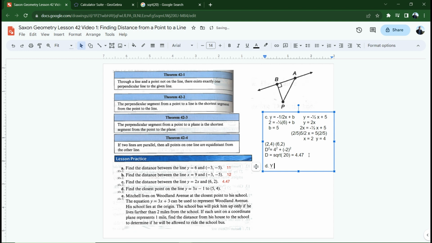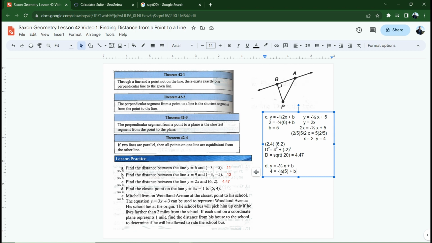y equals negative 1/3 x plus b. Now I have to plug in my x and y point. I'm given (5, 4). So let's see. This is going to be 4 equals negative 1/3 times 5 plus b. And this is not going to be a nice number. It's going to be 4 plus 5 thirds, because negative 1/3 times 5 is negative 5 thirds.